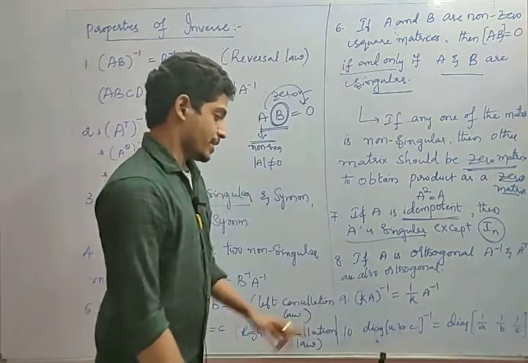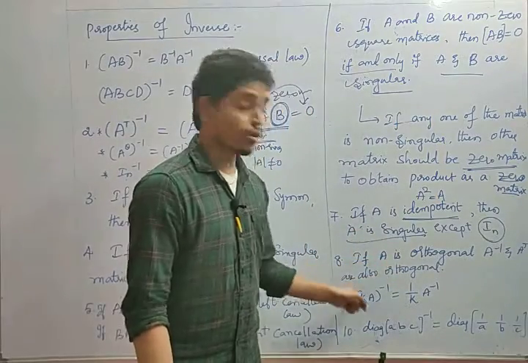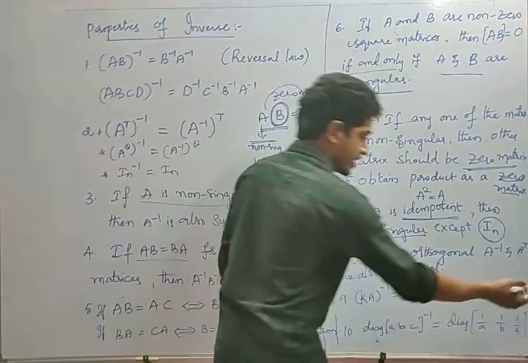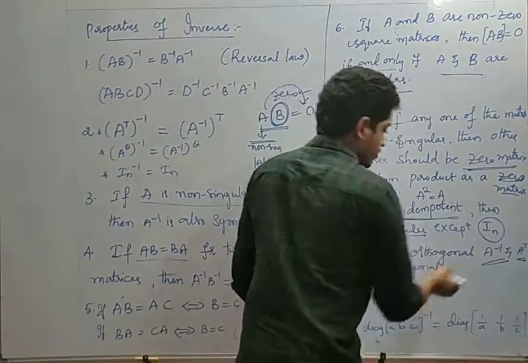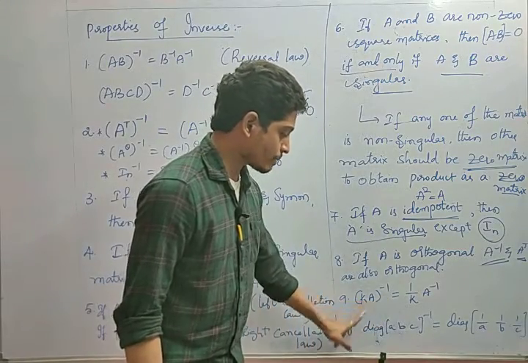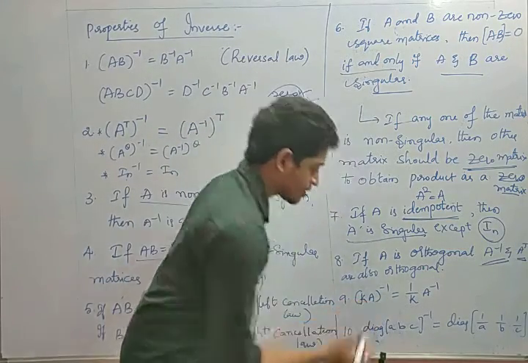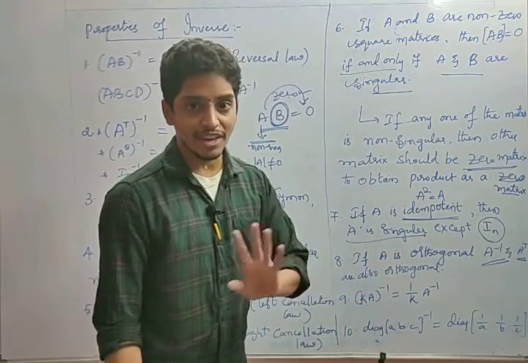Okay. Now, if A is an orthogonal matrix, then A inverse and A transpose are also orthogonal. We already discussed it. If A is orthogonal, A transpose is orthogonal. Now we are saying that A inverse is also orthogonal. Fine. Next, (KA) whole inverse equals 1 by K into A inverse. K is a constant here, or a scalar, right? (5A) whole inverse is nothing but 1 by 5 A inverse.